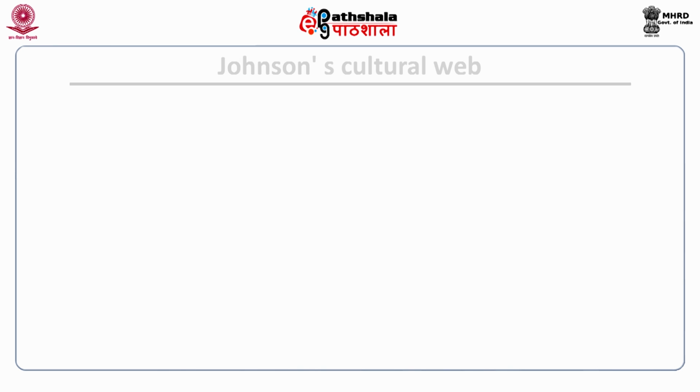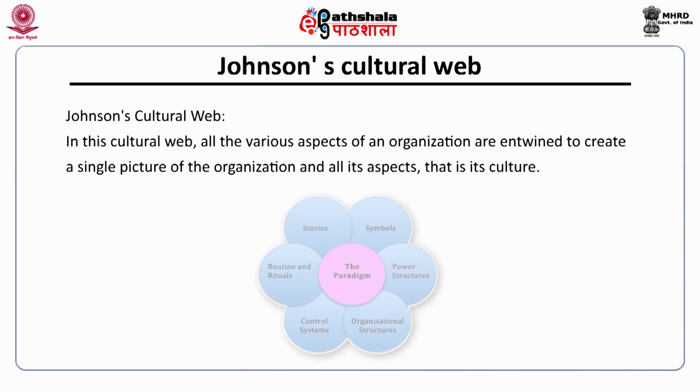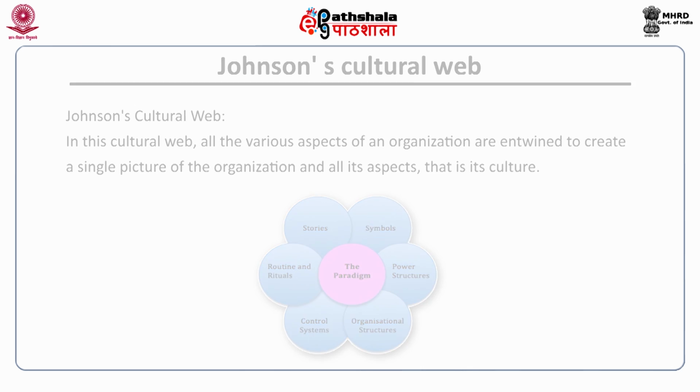Let us now see Johnson's cultural web. In this cultural web, all the various aspects of the organization are entwined to create a single picture of the organization and all its aspects, that is culture, like stories, symbols, power structure, organizational structures, control system, routines and rituals, and that leads to the paradigm.